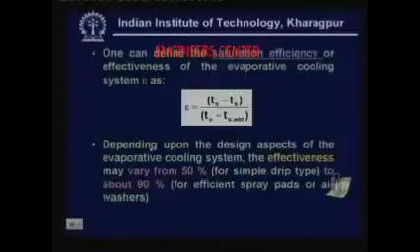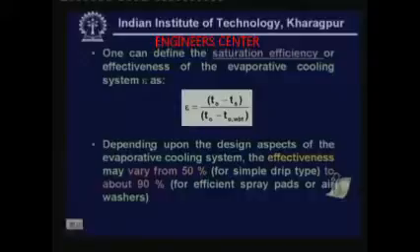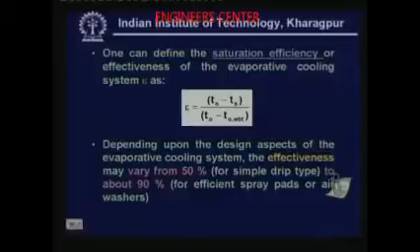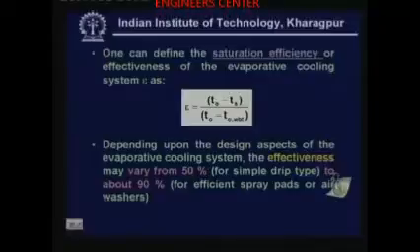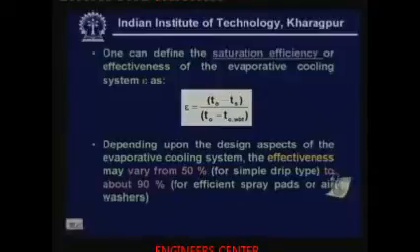Since the exit temperature is higher than the wet bulb temperature, we can define what is known as the saturation efficiency or effectiveness of the evaporative cooling system, epsilon. This is defined, as you can see here, as T0 minus Ts divided by T0 minus T0,WBT, where T0 is the inlet dry bulb temperature, Ts is the exit dry bulb temperature of the air, and T0,WBT is the wet bulb temperature at the inlet condition.